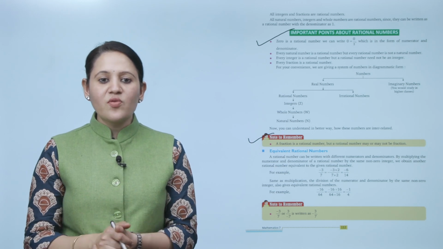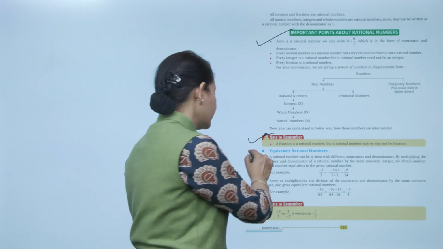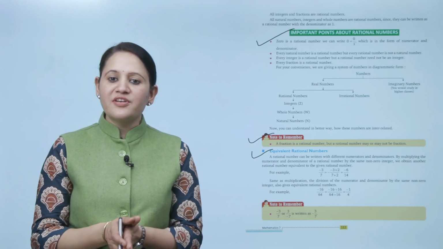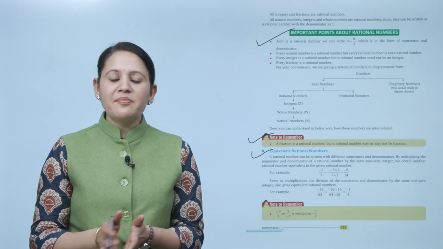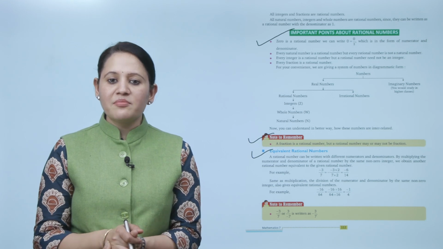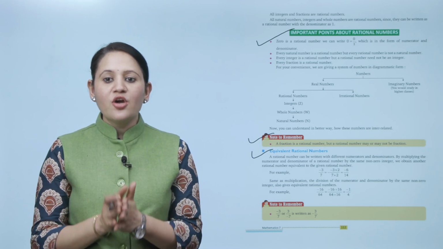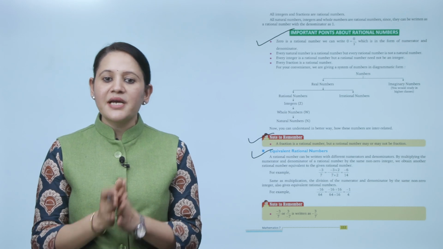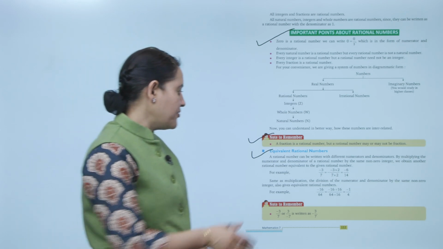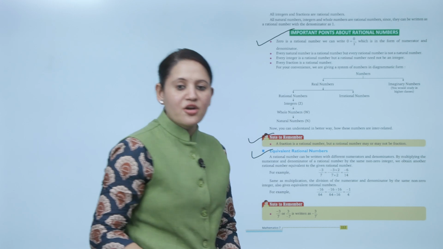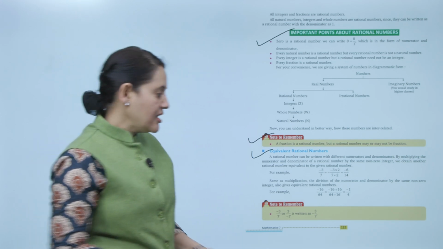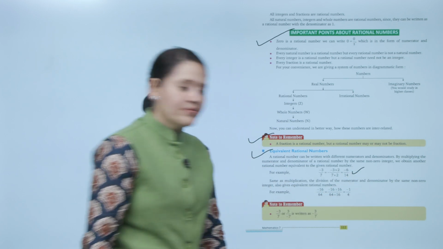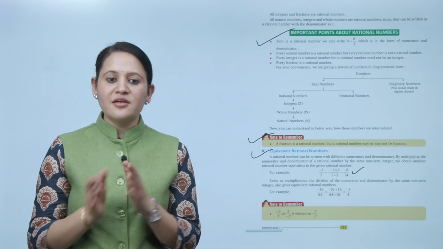Next is equivalent rational numbers. A rational number can be written with a different numerator and denominator. By multiplying the numerator and denominator of a rational number by the same non-zero integer, we obtain another rational number equivalent to the given rational number. For example, minus 3 by 7. Here we have multiplied both numerator and denominator by the same non-zero number, 2, and we get minus 6 upon 14. So this is the equivalent rational number.